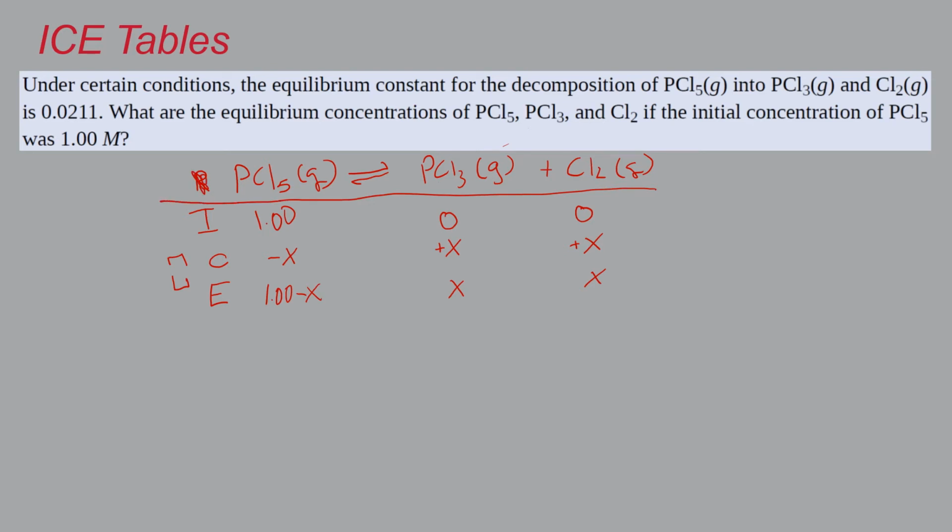So there you go. And actually, we can solve this problem now. You were also told the equilibrium constant was 0.0211. So how does this work? Well, the equilibrium constant expression is just the concentration of Cl2 times the concentration of PCl3, divided by the concentration of the PCl5.